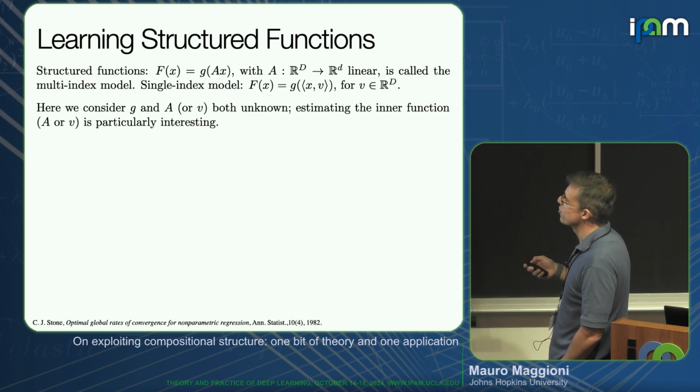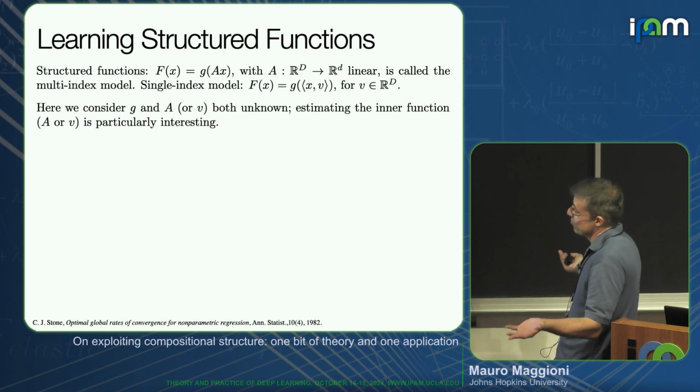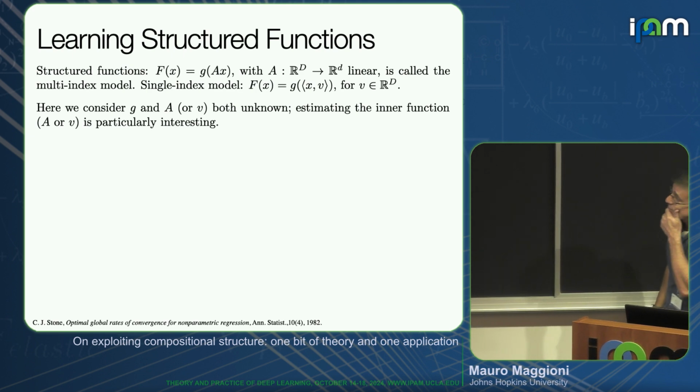The single index refers to a single vector v. My matrix A now is just rank 1, so it's just projecting in one direction. Let's call that v. And the inner product of x with v is just a one-dimensional number, and g is a one-dimensional function.